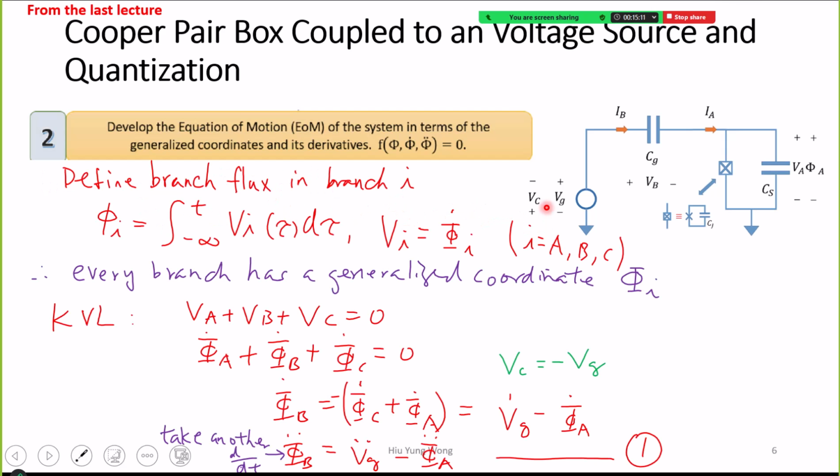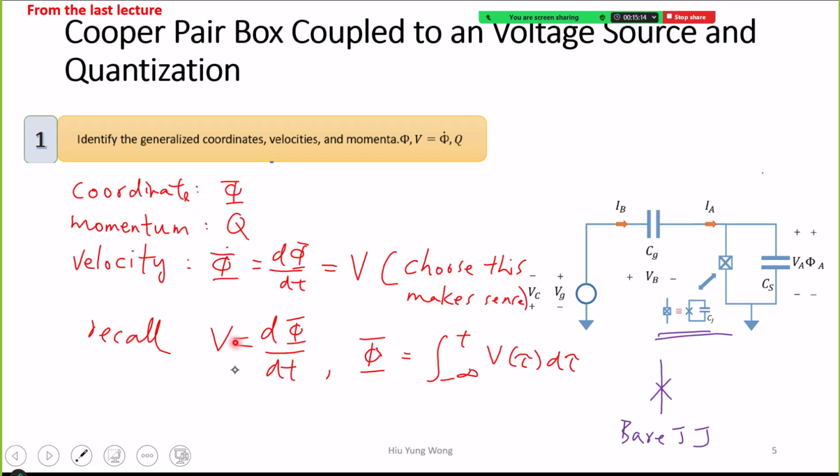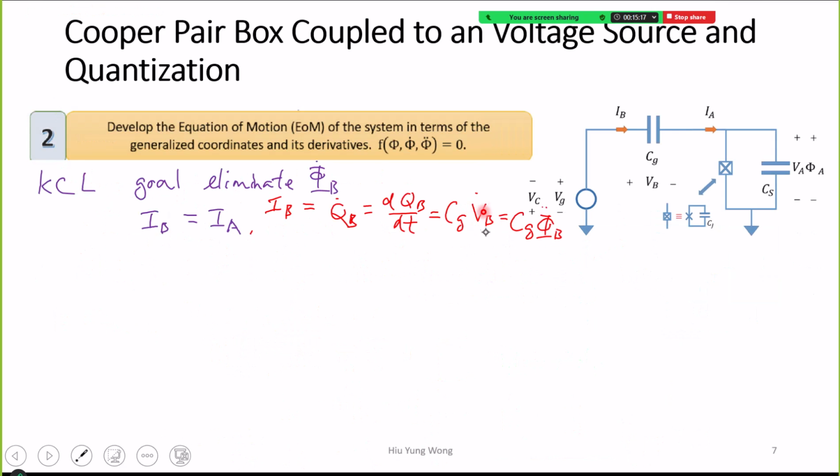Remember? We just said this here. V equals d flux/dt. So the first derivative of V_B is the second derivative of the flux. My whole goal is to represent I_B in terms of this generalized coordinate. Now, why don't I use Q_B? Because the next step is the Lagrangian, and you remember the Lagrangian uses two independent variables, the coordinate and the velocity. So it will be the flux and the rate of change of flux. So I don't use Q_B now. Okay.